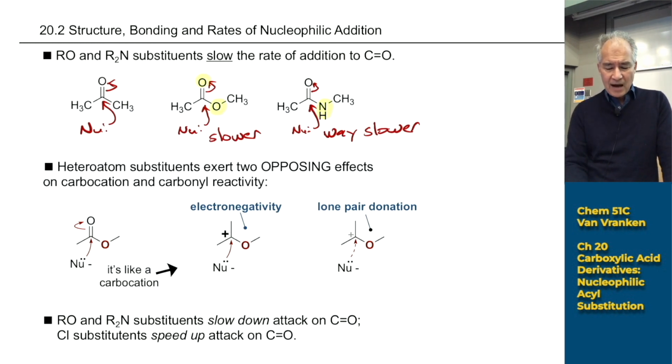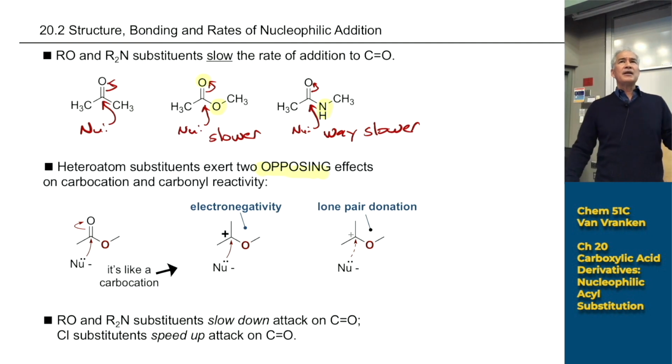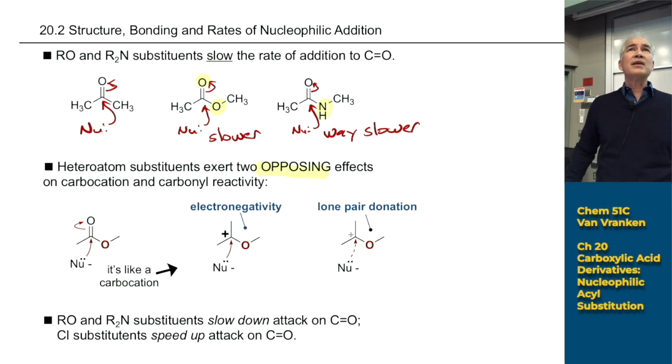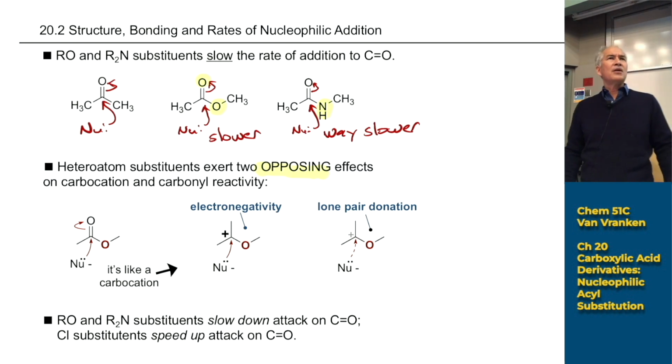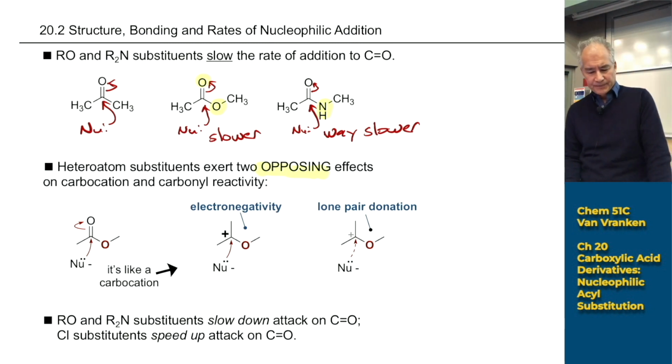Unfortunately, the oxygen and the nitrogen substituents in esters and amides have two opposing effects. One effect speeds up the rate of addition to the carbonyl. The other effect slows down the rate of addition to the carbonyl. And so which of these two effects wins? I'm going to have to tell you, because there's no way you could know which of the effects is more important. There's no way to know that.